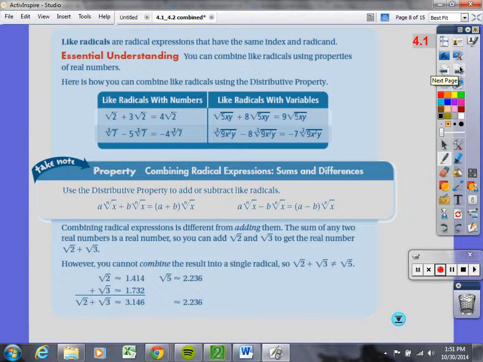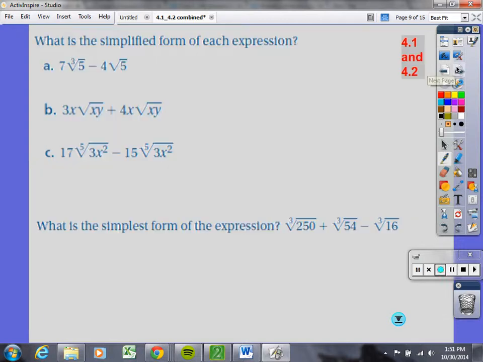Okay, what's root 2 plus 3 root 2? 4 root 2. Awesome. What's 1 root 5xy plus 8 root 5xy? Basically, we're combining like terms. See, like this one. Can I say 7 cube root of 5 minus 4 square root of 5? Can I combine them? No, that's simplified. Okay, what's 3x square root of xy plus 4x square root of xy?